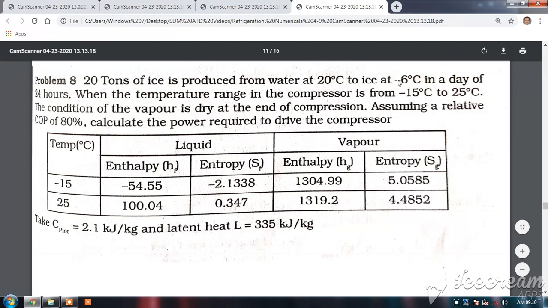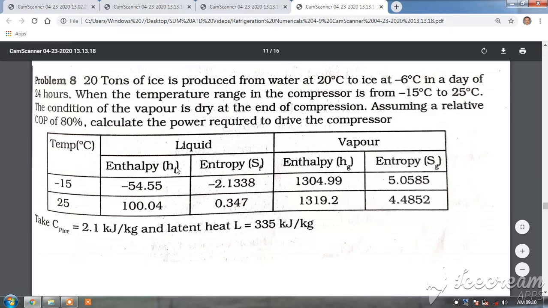Now the table he has given here, this is minus 15 to 25. So minus 15 is the evaporator. Here he has given liquid enthalpy and entropy. Here vapor enthalpy and entropy. Please understand, this is a big problem, so we may take it in two parts.